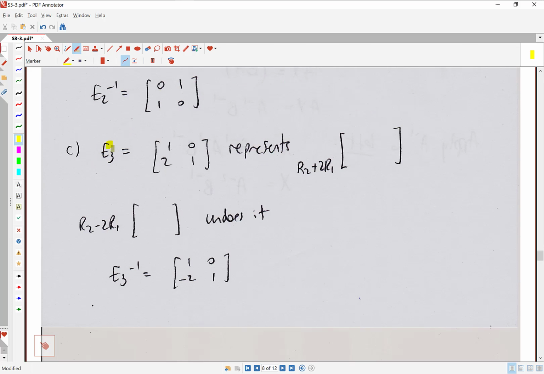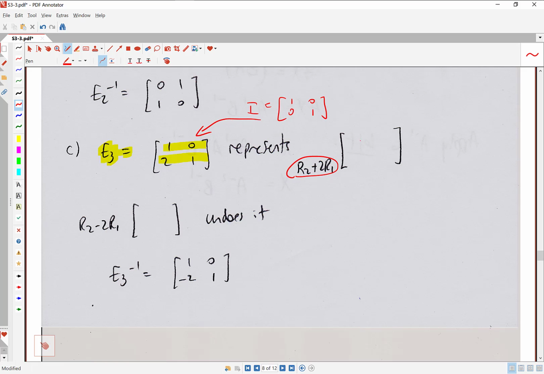So let's suppose someone gives us this elementary matrix here, which looks like 1, 0, 2, 1. So we would want to imagine the identity matrix, and we would want to ask, how is I changing? So what are we doing to get from I to this? Well, we would have done the row operation where we take row 2 and add 2 times row 1. So the matrix E3 represents doing this row operation.